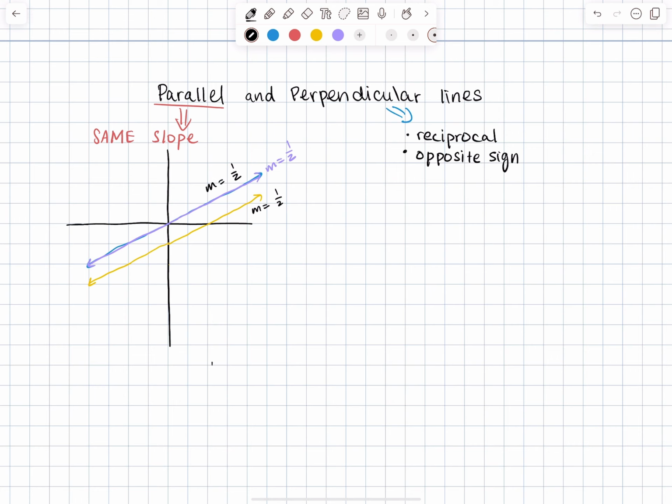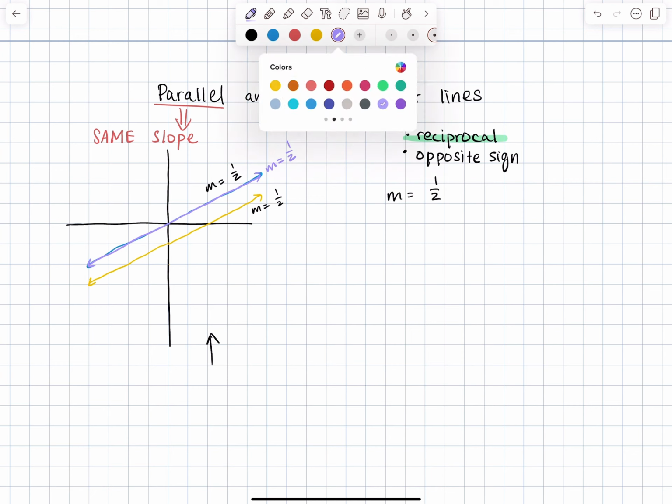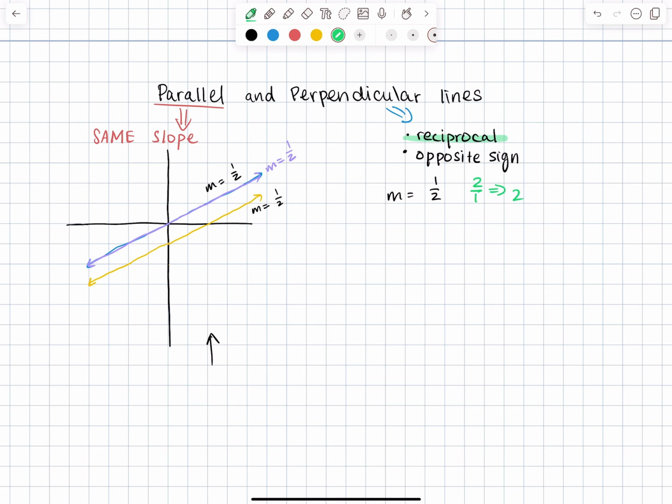So over here in this example, we had the slope of 1 over 2. The first thing we would do is take the reciprocal of that. So the reciprocal of 1 over 2 is 2 over 1, which is just 2. And we change the sign. So we give it an opposite sign. So that would be from positive 2 to negative 2. So this would be our new slope.